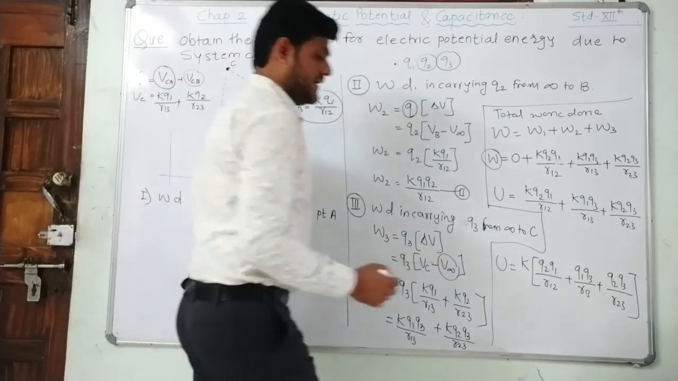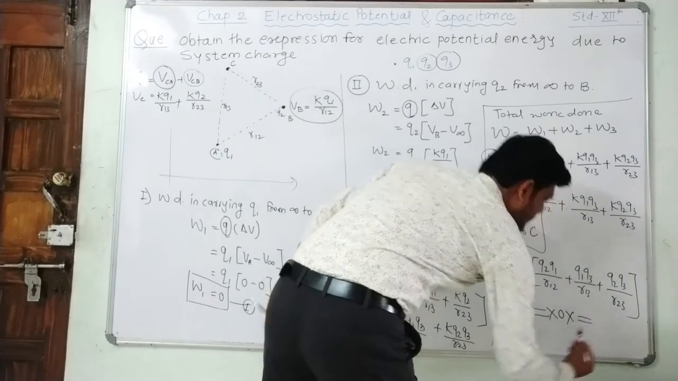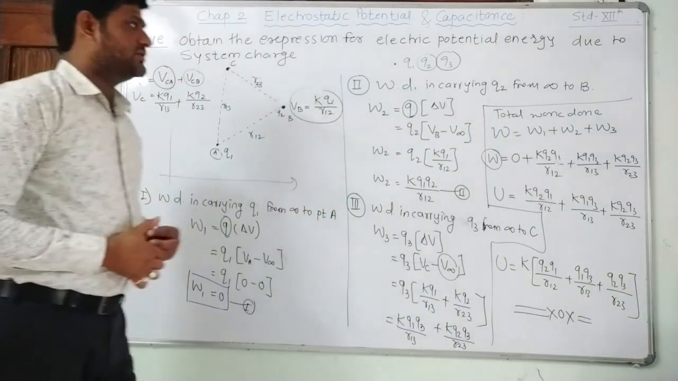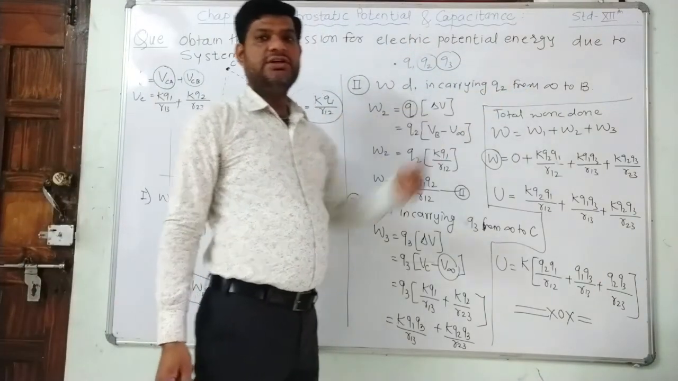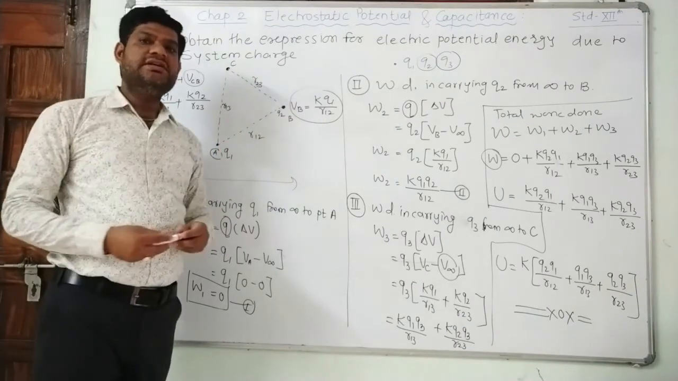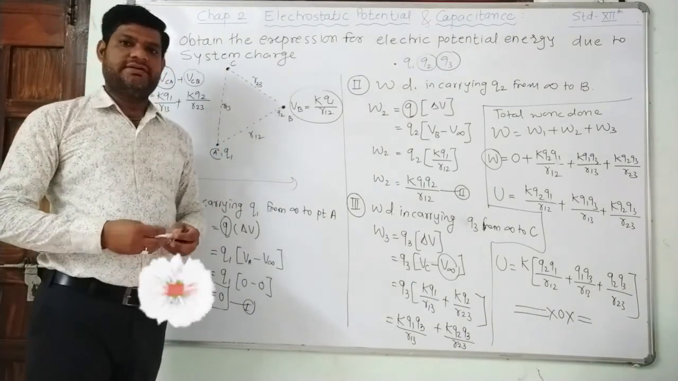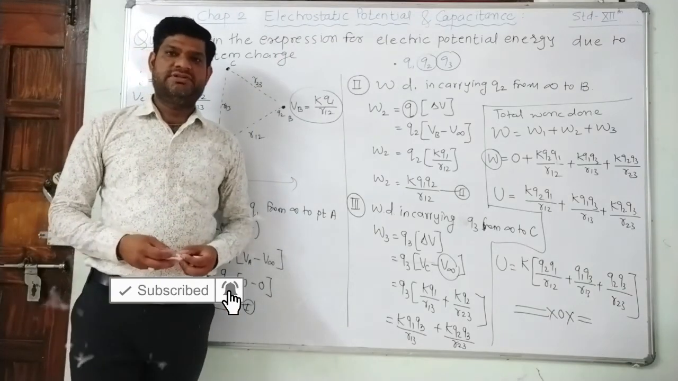Here is the end of this topic. Right? What we studied: we obtained the equation for electric potential energy due to a system of charges. We have considered three charged particles over here, right? So in the next video, we will see the next question. Thank you.